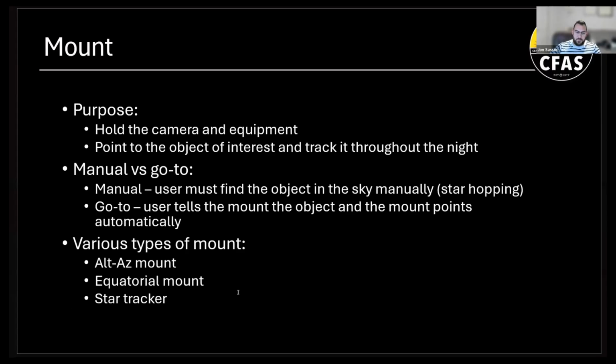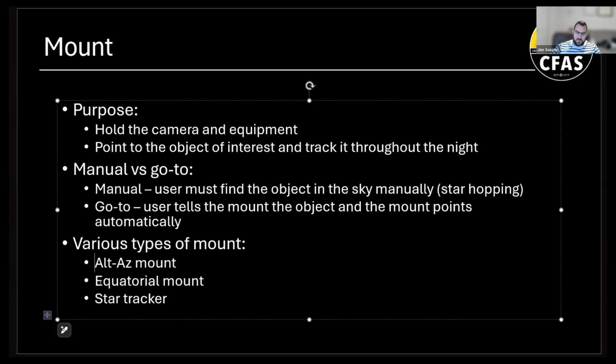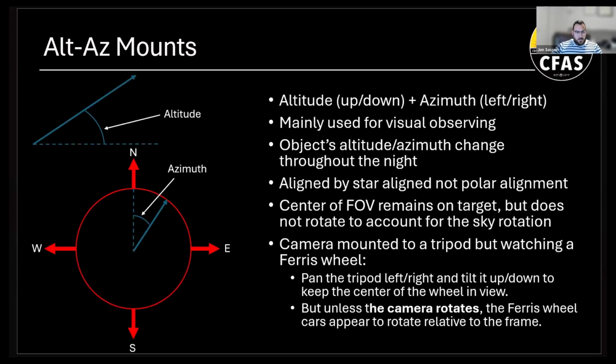And within these, there are different categories, like fork mounts and some other types. I'm just going to quickly cover what these three types are and what coordinate systems they're using, because that's really what the difference is here. An alt-az mount, or altitude-azimuth mount, is mainly used for visual observing, and what it does is track the altitude and the azimuth of an object.